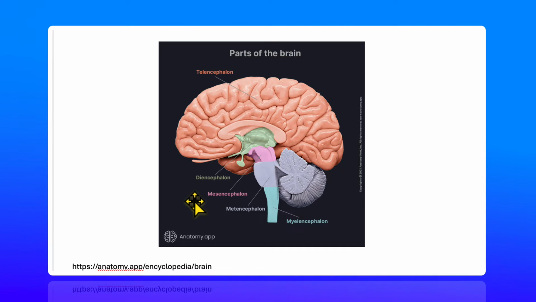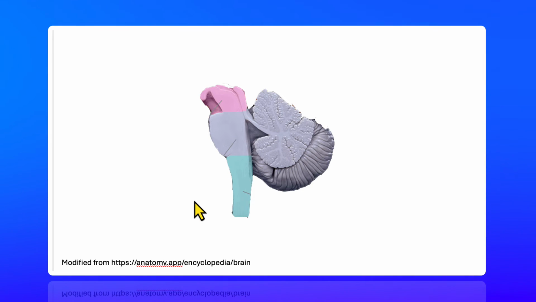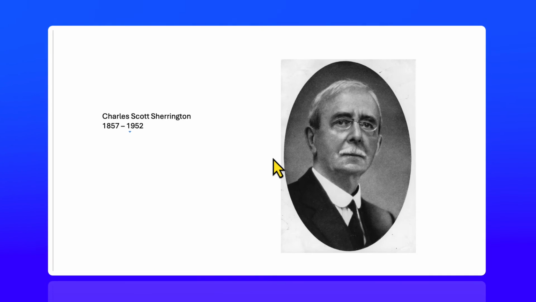So the question is, what would happen if you remove the forebrain structures, and what would happen to the motor function? So what would happen to the motor function with the brainstem and the cerebellum and the spinal cord and the peripheral nerves intact? And this was studied extensively by Sir Charles Scott Sherrington.